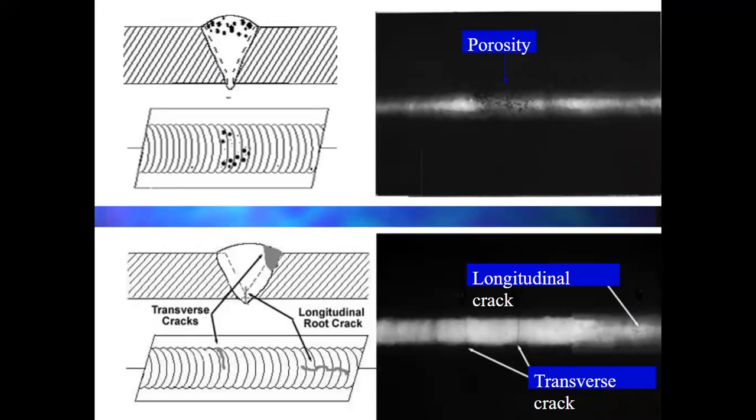Porosity. So we talked about those holes. Well, the nice thing is we got a bunch of x-ray pictures here and what it looks like on an x-ray. So you see the holes there, they're going to show up right here. Cracking. So they can either go longitudinal down the length of the weld or transverse, which is across the weld. And those can occur in different ways, but also bad things. We don't want those.